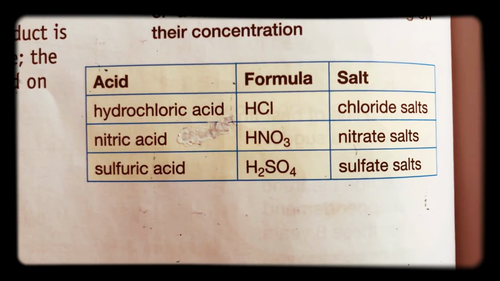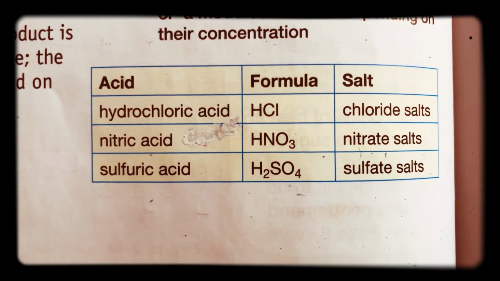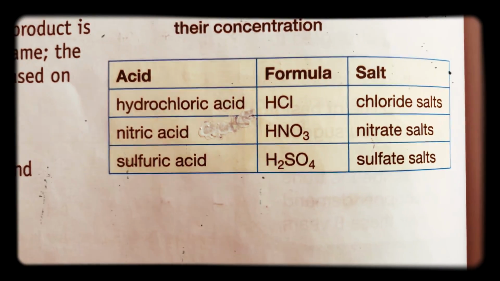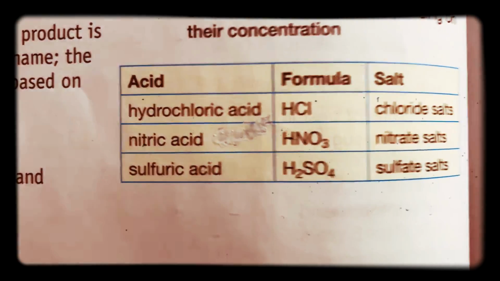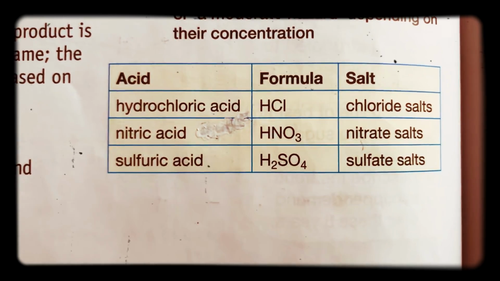You can pause the video while I'm holding this camera above the book, I should say. Nitric acid has the formula HNO3. Look at the 3; it's below the line, okay? And that gives nitrate salts.